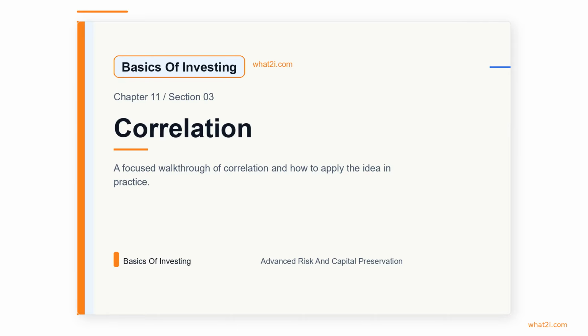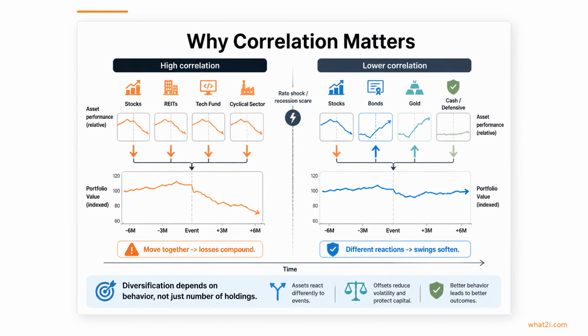Chapter 11, Advanced Risk and Capital Preservation. Section 3, Correlation. Correlation is the idea that some investments respond to the same market forces at the same time. If most of your holdings tend to fall together during a rate shock or recession scare, losses can stack up and the portfolio becomes more fragile. When assets react differently, they can offset each other and help preserve capital, which is why diversification depends on behavior, not just how many positions you own.